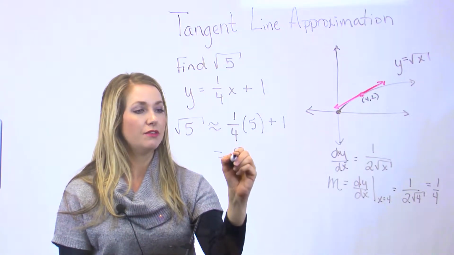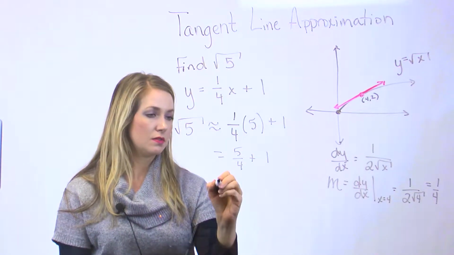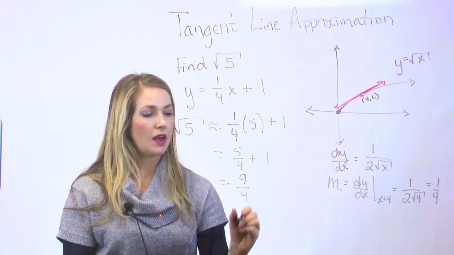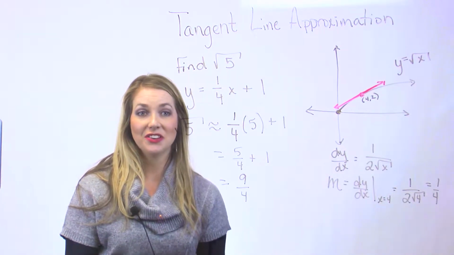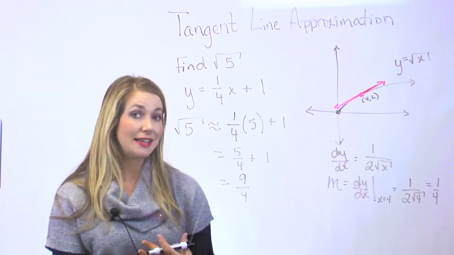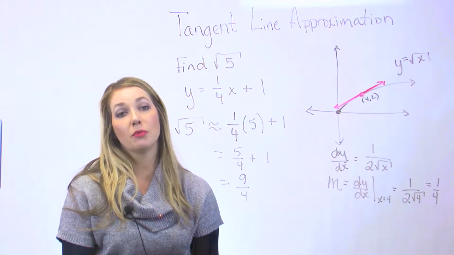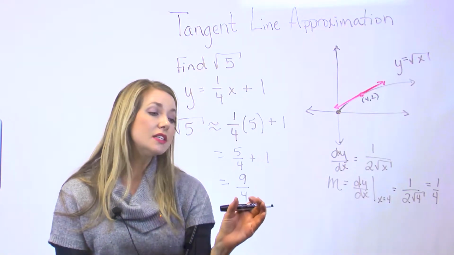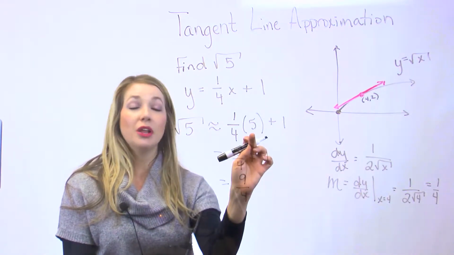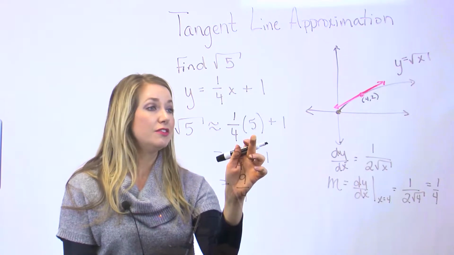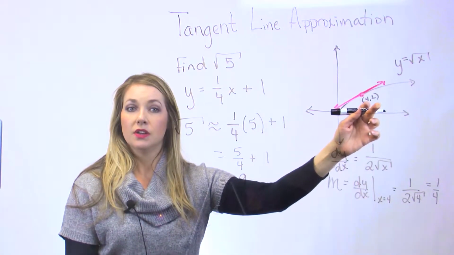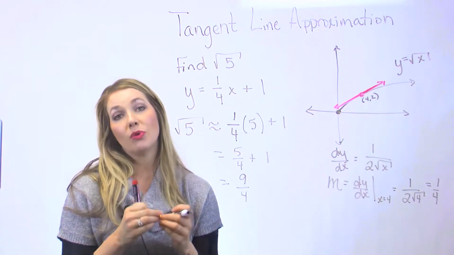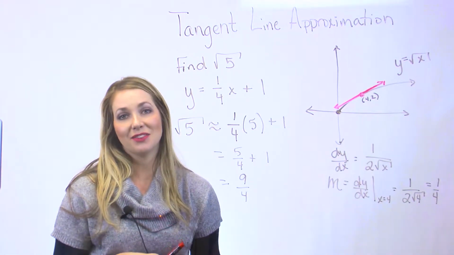So this becomes a 5/4 plus 1, or a 9/4. And that would be an approximation of the square root of 5. It's not exactly equal to the square root of 5, but for the purposes of an applied problem might be very appropriate to use. You can see that this does match with, if I were to plug in a 4 instead of a 5, I would actually get 2. So the tangent line approximation is equal at the point of tangency to the function itself.